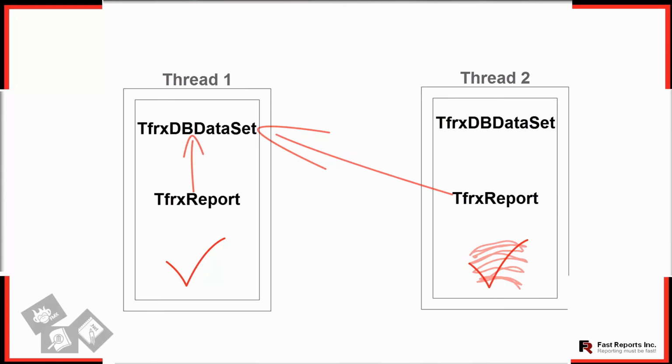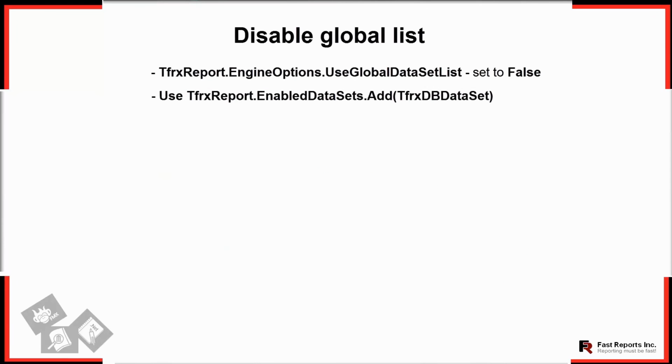To avoid that, we have to set EngineOptions.UseGlobalDataSetList to false and disable the global list. But in this case we have to pass datasets manually to the report engine. To do that we have to use the Report.EnabledDataSets.Add method and pass the TfrxDBDataset to the report before loading the report template.